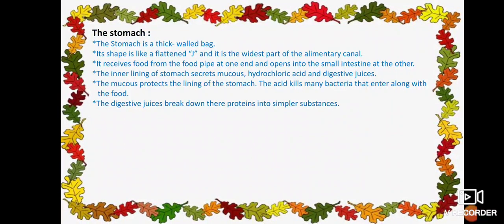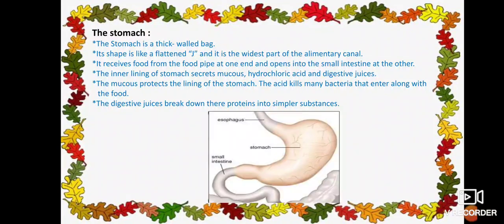Today we are going to study about the stomach. After the food pipe, what is the organ involved in the digestion of food? That is the stomach. The stomach is a thick walled bag. It is like a bag. Means it has a thick wall. The wall of the stomach is very thick. Its shape is like a flattened J, and it is the widest part of the alimentary canal. See here, the shape of the stomach is J shape. It is flattened, but the shape is J shape, and it is the widest part of the alimentary canal.